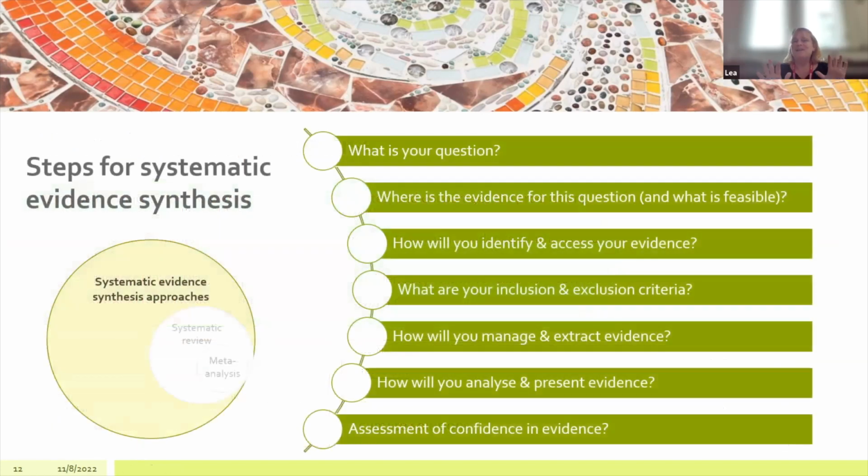All right, so I'll take a breath, and then I'm going to jump into these steps for systematic evidence synthesis. I've got 7 of them, and I'll go through each of them and just give you a taste of what these different pieces look like. Some of them are mandatory, like the first one, what is your question? Some of them are not mandatory, they're optional, the last one on assessment of confidence in evidence, for example. And so I want to share with you what it might look like to introduce systematic thinking into these different stages of evidence synthesis.